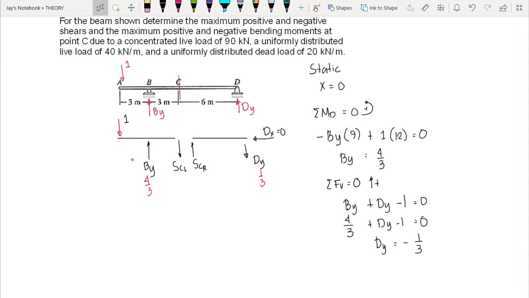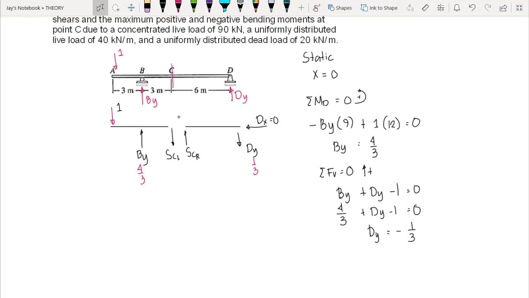So in this case, since our 1 unit load here is on the left side of C, then we will be looking at the free body diagram of the right side of C. So basically, we will consider the free body diagram of C to D. Okay, so we have C to D here.